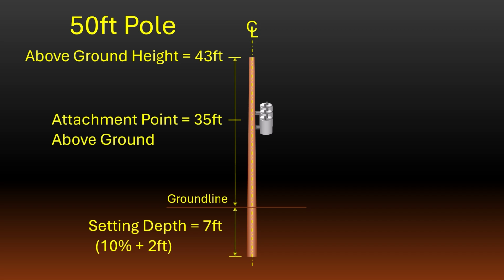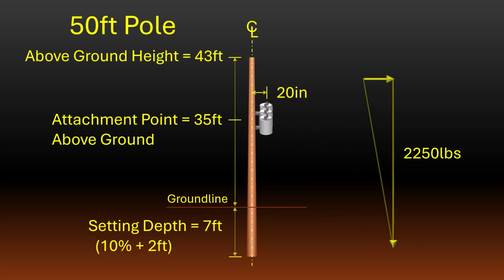Also note that the transformers are mounted so that their center of mass is about 20 inches away from the center of the pole. If we look at this loading triangle, we can see that we have a vertical load equal to the weight of the transformer bank and the related equipment. We'll assume this to be about 2,250 pounds. And since the transformer is mounted offset from the center of the pole, this also results in a small horizontal load of about 106 pounds.